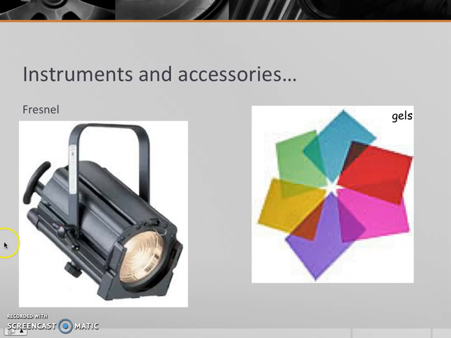A Fresnel was created by a French inventor. It's a soft-edged spotlight and can use a top hat, which is sort of like a tin can put on the front, to shadow some of the light spill. A gel is a plastic sheet which absorbs all but its own color, thus transporting its color to the stage. It was originally made from jello, hence the name gel.